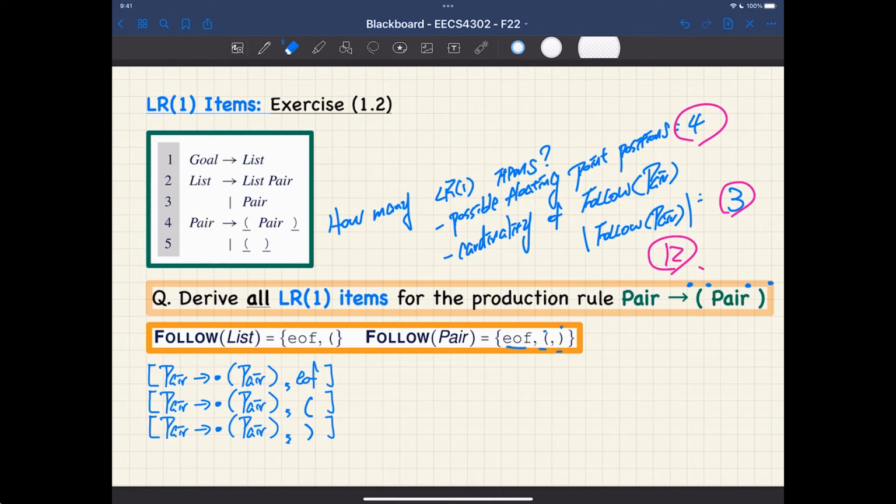Are you guys okay with what I have done so far, right? For this particular floating position in the beginning, the look-ahead symbol can either be EOF, or opening parenthesis, or closing parenthesis, corresponding to the members of the follow set for the relevant variable. Okay? Now, how can I complete the rest?